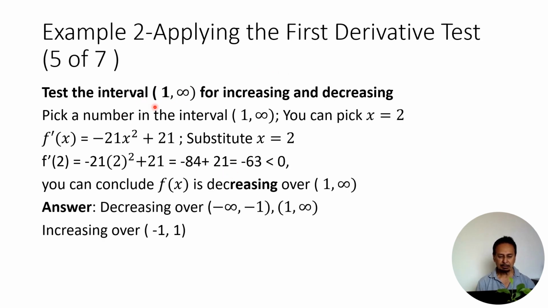Okay, now we test the interval 1 to infinity for increasing and decreasing. Pick any number in the interval. You can pick 2 or 3 or 4. So let's say pick x equal to 2. Substitute x equal to 2 in the first derivative, f prime of x equal to negative 21x squared plus 21. So this becomes f prime of 2 equal to negative 21 times 2 squared plus 21. Again, this is negative 84 plus 21, which is negative 63, less than 0. So we can conclude that f of x is decreasing over 1 to infinity.